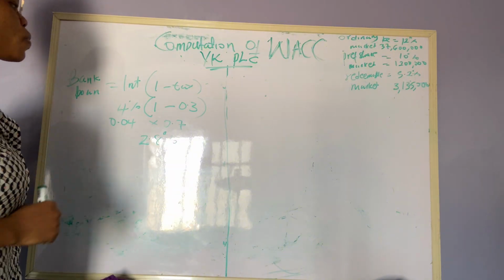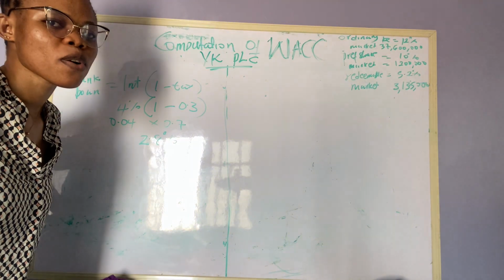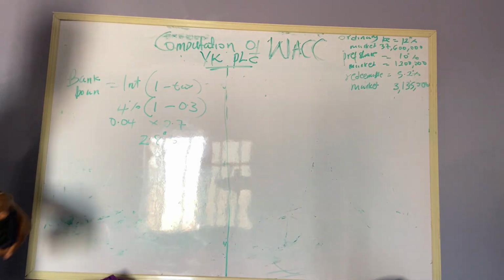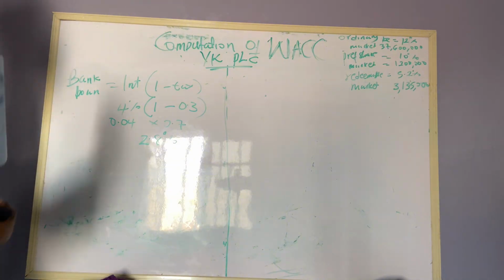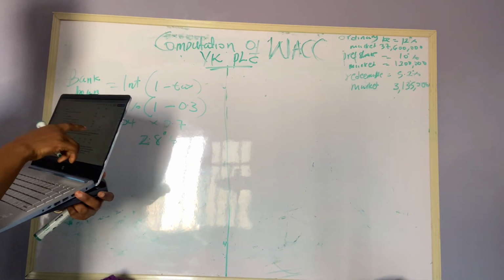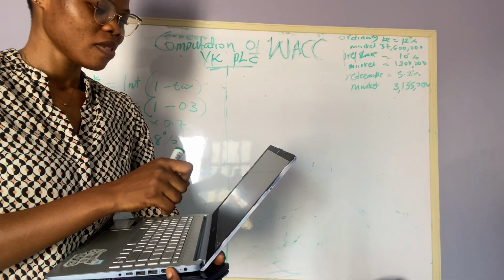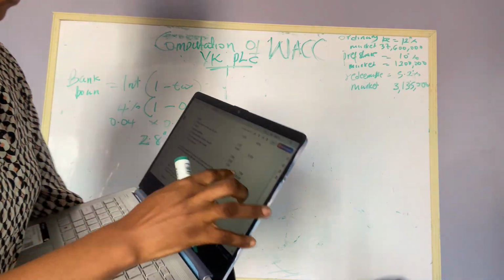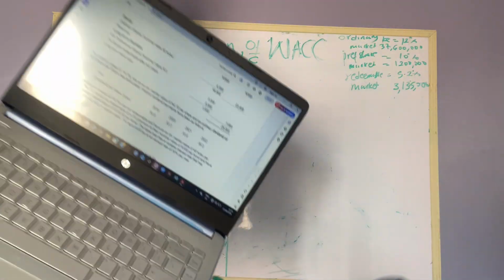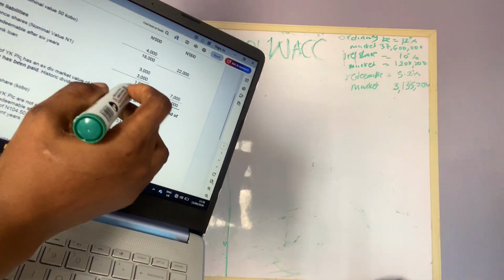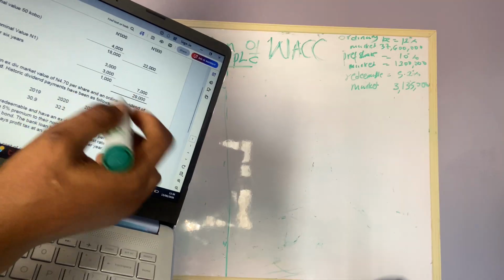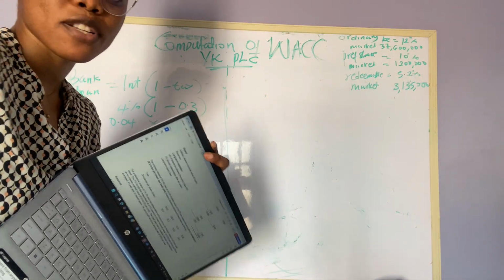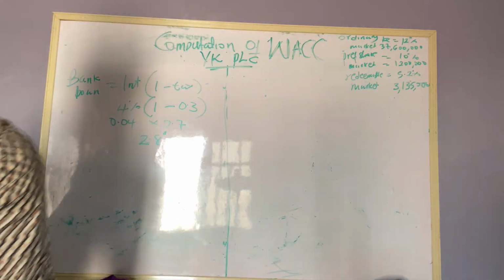This is our bank loan cost. Now we'll also compute the total market value of the bank loan, which is 1,000. In terms of market value, it is going to remain the same because they did not give us any other information about the market price regarding the bank loan. So we are just going to leave it like that. You understand?